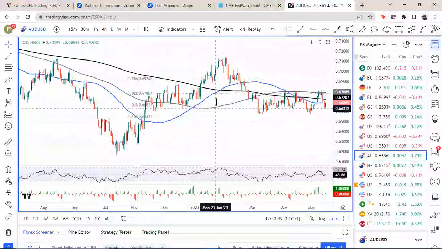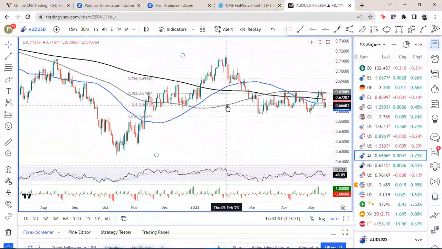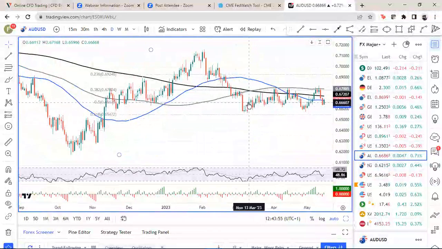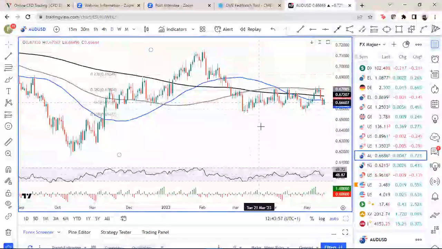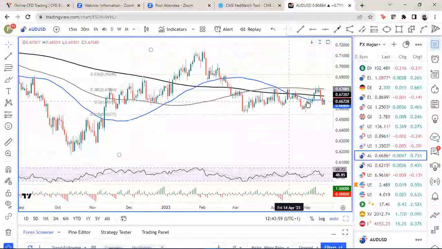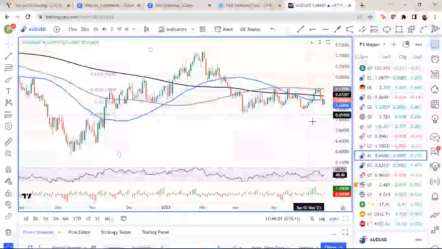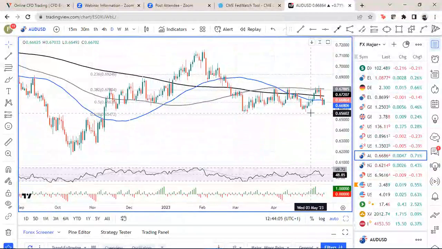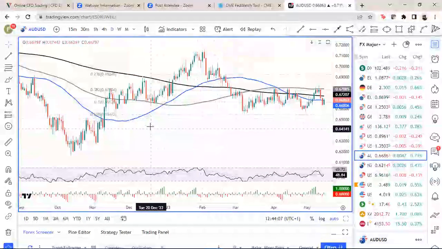Let's just look. We've got some short-term fib levels in here of the October rally, and we're bang on the halfway point of that, around 66.38 or so. So just above there, and just above the 50-day moving average now at 66.80.